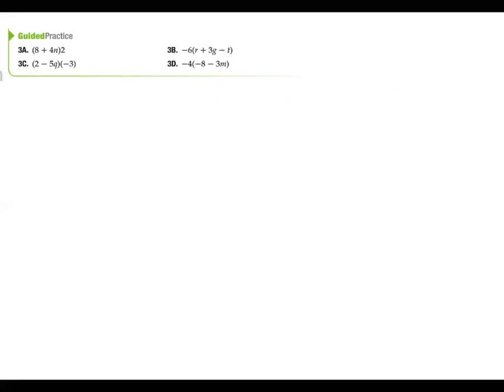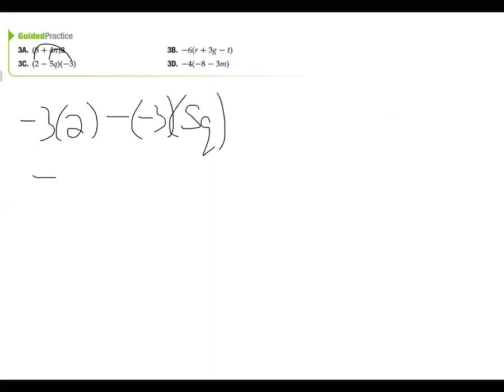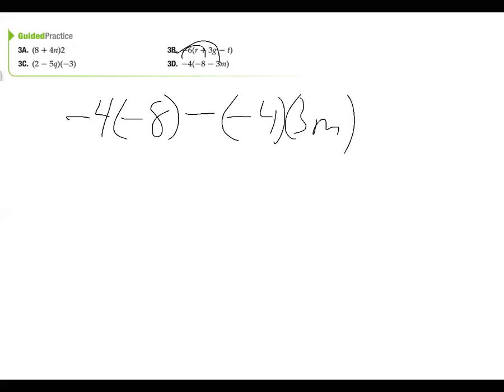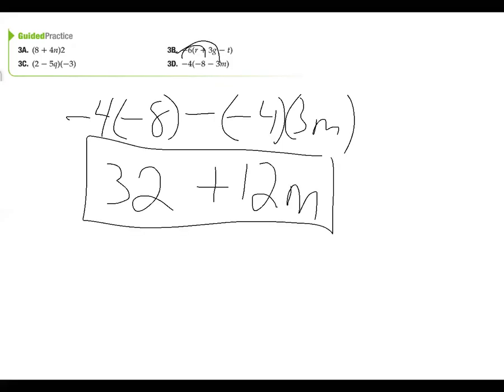Okay, this one, distribute the negative 3, so it's negative 3 times 2 minus negative 3 times 5q. So it's negative 6 plus 15q. Okay, and the last one with all these negatives, negative 4 times negative 8 minus negative 4 times 3m gives you 32 plus 12m. Again, both of them you're multiplying negatives, so you're going to get positives there.